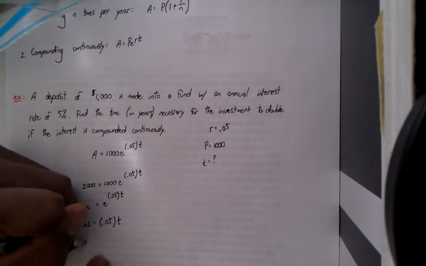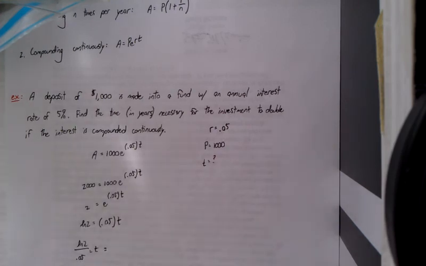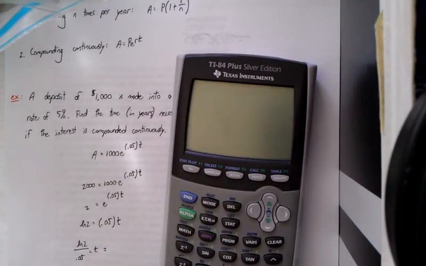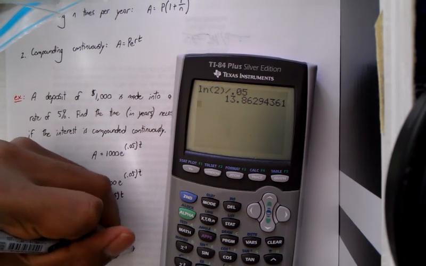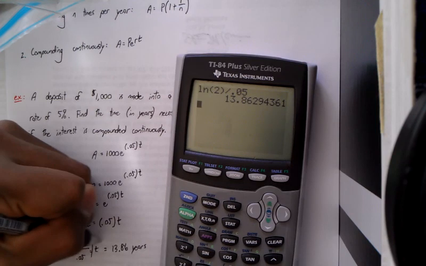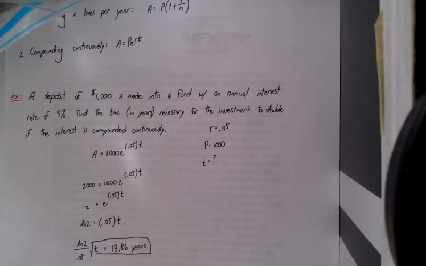Divide both sides by 0.05. And if you do that on a calculator, you get approximately 13.86 years. So that's section 5.5, mostly just plugging stuff into formulas and just basic review of derivative rules. Hopefully that made sense.